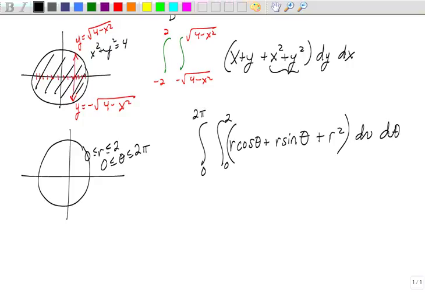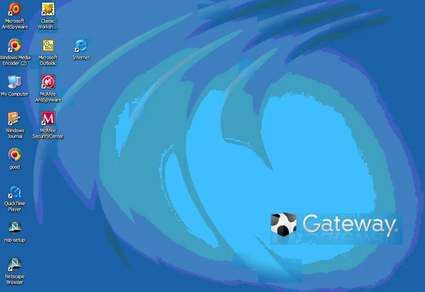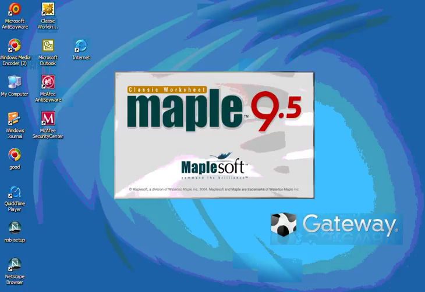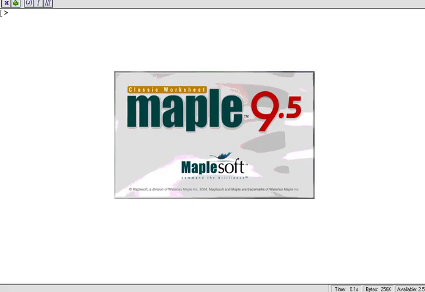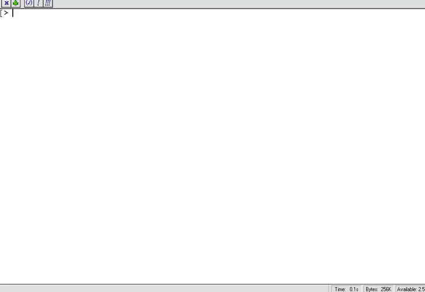Now, we can use Maple to integrate this. I'm going to integrate it with respect to x and y. So let's open Maple. Let's do x and y first.